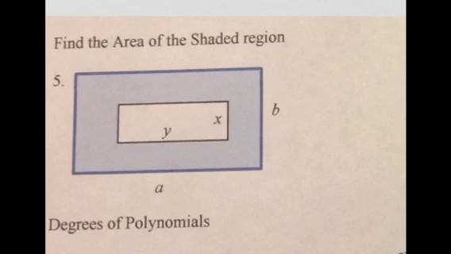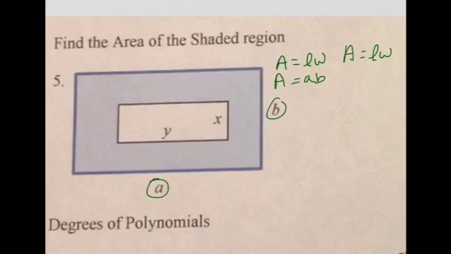Now let's take a look and see if we can figure out how to write a polynomial that would represent the shaded region. So the first thing that we're going to do is write our formulas. So we're going to do the area is equal to length times width. We're going to do the area of the large rectangle. So the length is A and the width is B. And then we're going to do area is equal to length times width of the small triangle. So our length is Y and our width is X.